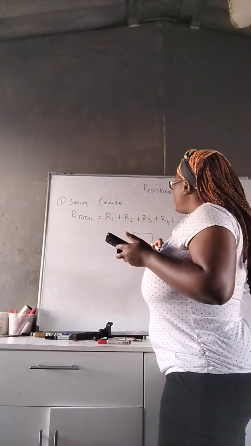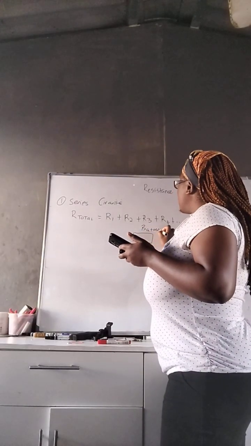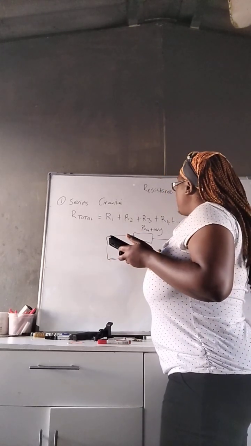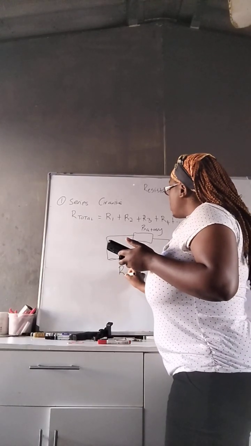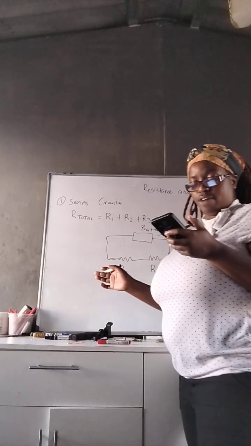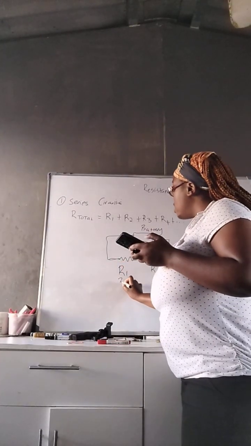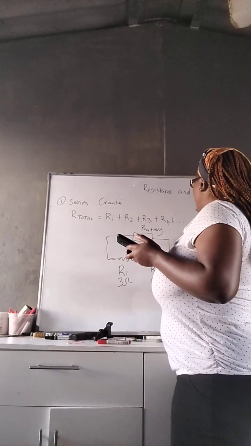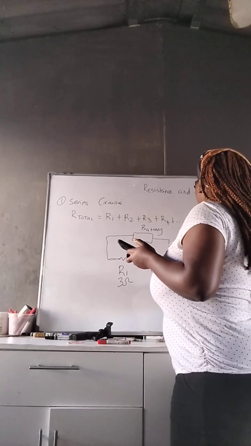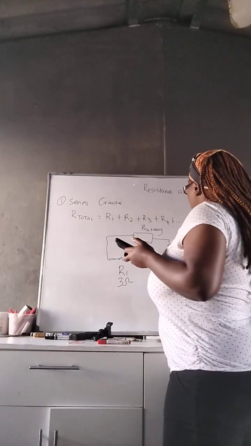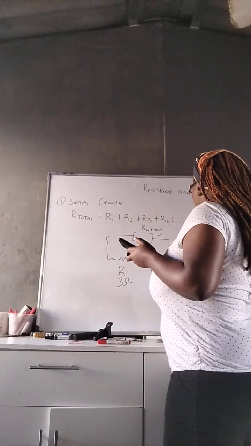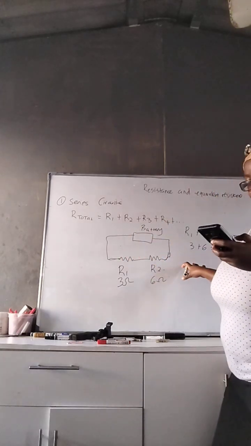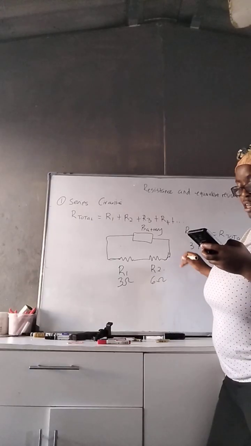So we might have our battery here, and then this can be our resistor number one, resistor number two. Let's say for example resistor one is 3 ohms and resistor two is 6 ohms. So resistor 1 plus resistor 2 is equal to R total. So it's 3 plus 6, which is equal to 9. Do you understand?